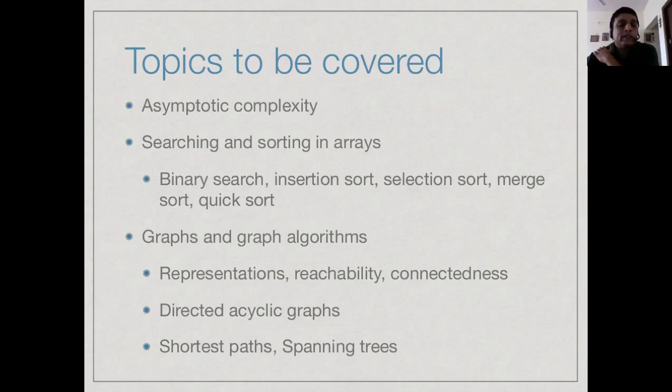So how do you translate this picture into something that an algorithm can manipulate? So that's representation. We will look at standard problems in graphs, reachability and connectedness. We will look at a special class of graphs called directed acyclic graphs, which are very useful for modeling certain kinds of problems. And then we will look at other canonical problems on graphs, including shortest paths and spanning trees.